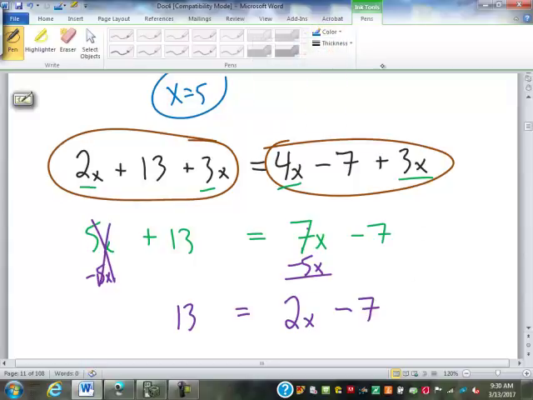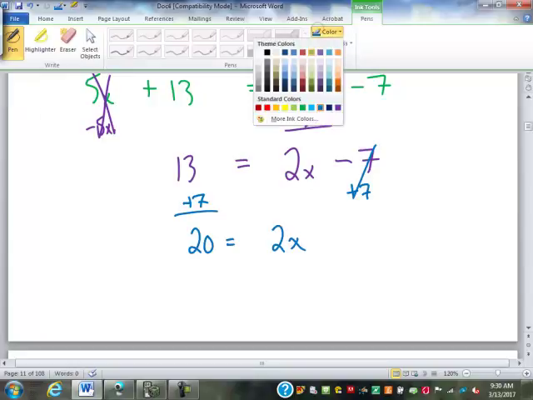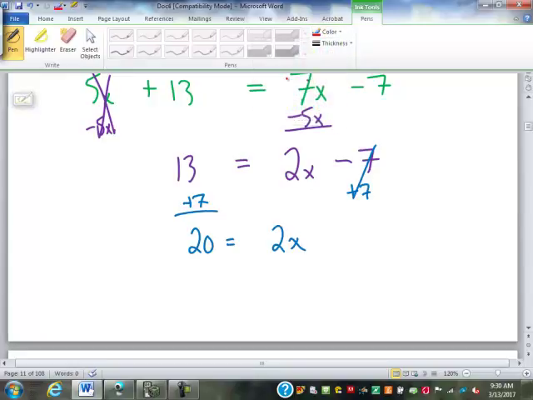So now I'm down to my variable appearing only once. So I can go ahead and solve. What do I do first? Add 7. So 20 equals, all that's left over here now is the 2x. And then divide by 2. 10 equals x. And as always, I could always go back and put the number into the original equation for x and make sure that I get the same value on each side. I'm not going to do that here because I'm pretty confident that it's going to work.